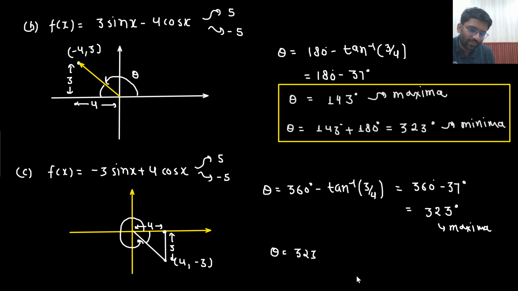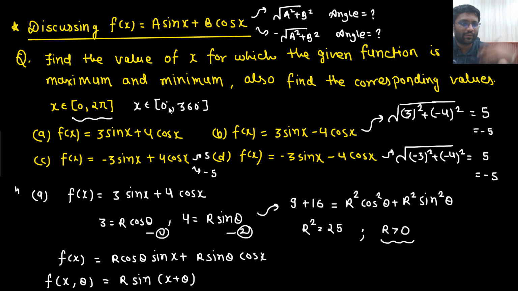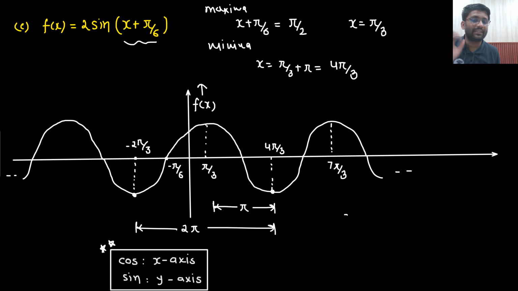For minima, sir, let's add 180 degrees. If you add 180 degrees, you will be going out of the limit, no? 323 plus 180, but you need to remain in the limit only. That means you can add or subtract 180 degrees as well, no? Because after every pi, things get repeated.